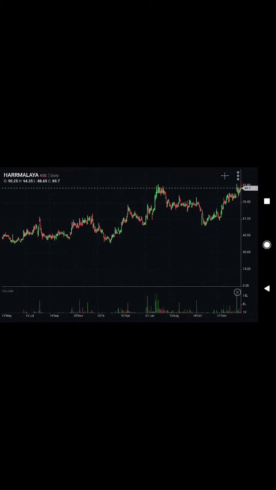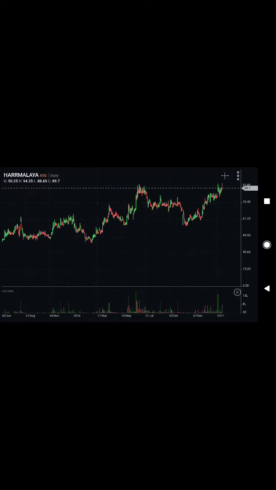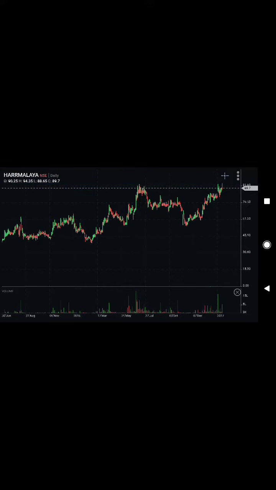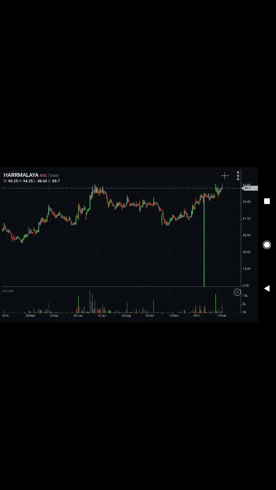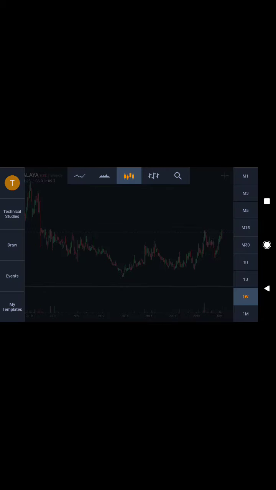On daily it is not able to clear this resistance, but it is a breakout on weekly, and it has to sustain above 95 this week. Already we have got a position at lower levels, so we'll just keep tracking how it goes. When it goes up we'll add more. So this is the bar chart. Again we'll switch to candlestick and go to the weekly chart. So here's the breakout coming here.